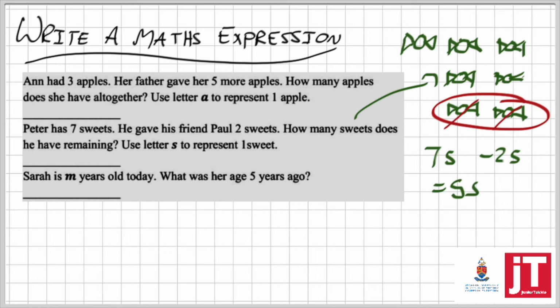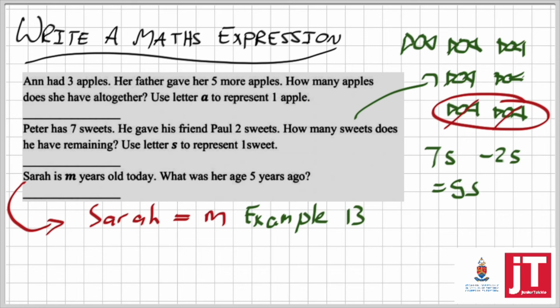Now the last one is a bit more difficult to draw, because now we have M years. How many years is that? So let's say Sarah is M years old. Let me do a sneaky on you. I'm going to do an example and replace M with 13. What was her age 5 years ago? Now let's think about 5 years ago. In our example, how old would Sarah be then?